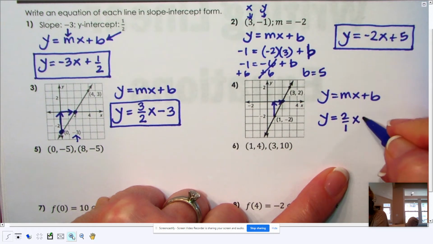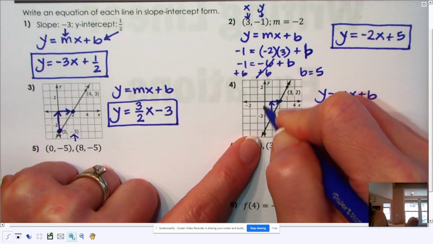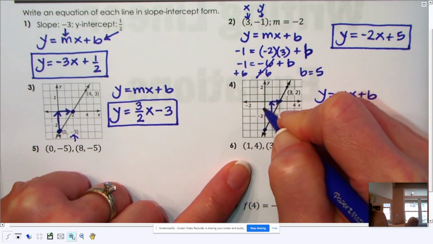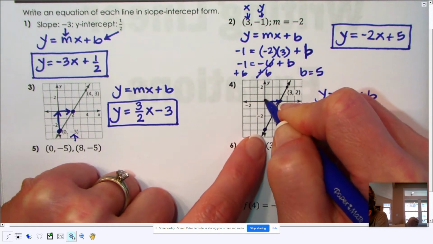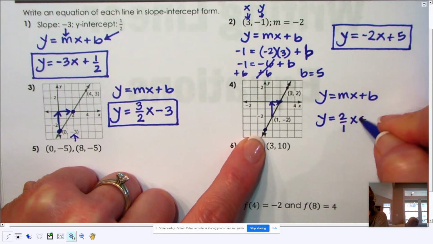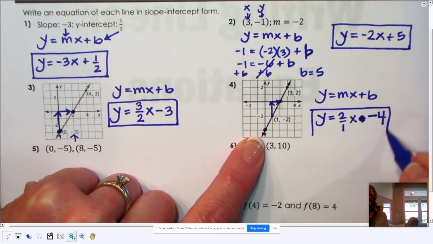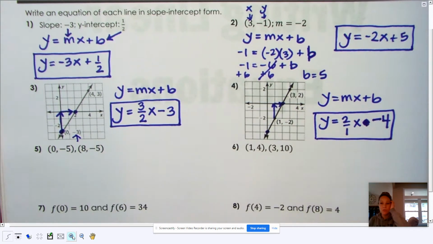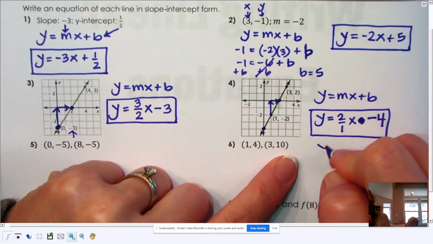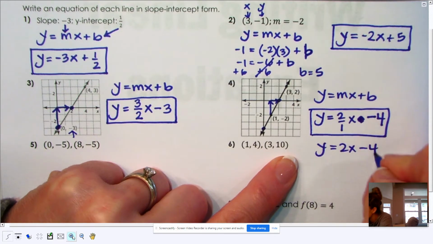And then the b is wherever it crosses the y-axis, which is right there. So I'm going to count 1, 2, 3, 4. So it went down by 4. So I wrote a plus there, but it should actually be a -4. You could also write plus a -4, but then you would want to simplify it. I'm going to rewrite that. Y equals 2x minus 4.